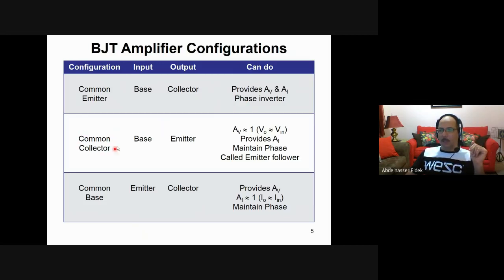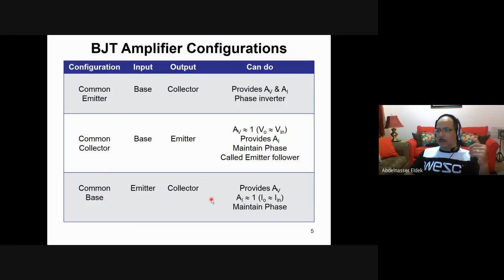For the common collector, if you have the input at the base and the output at the emitter, you will not have amplification in the voltage. The input voltage and output voltage are basically the same, maybe the output is a little bit less. For example, the input is 10, the output is 9.8. So they are close to each other. But it will provide current amplification, and it will maintain the phase. There is no phase shift, so the output and input are in phase. There's no negative sign. This is called emitter follower.